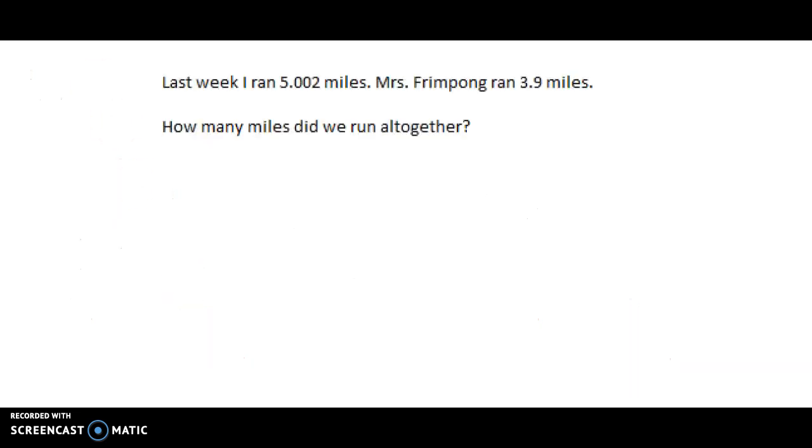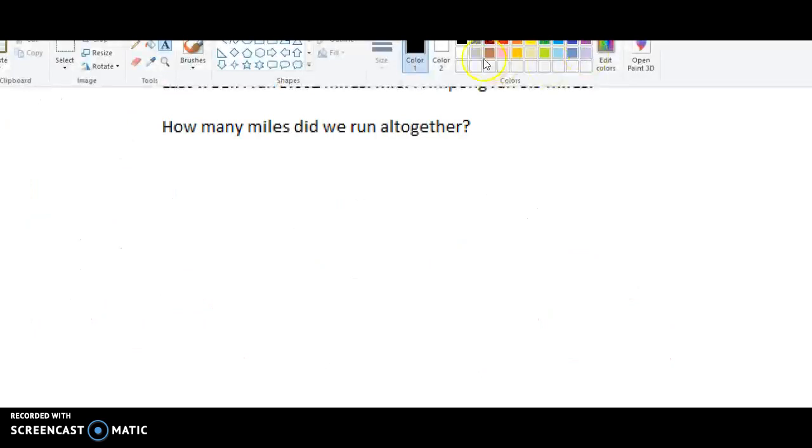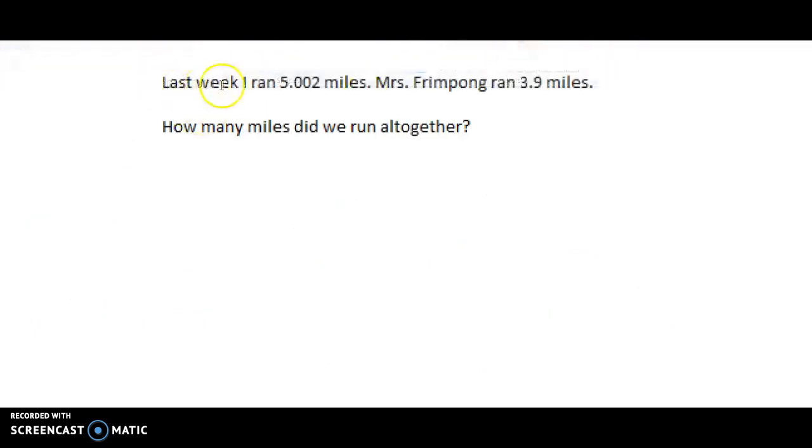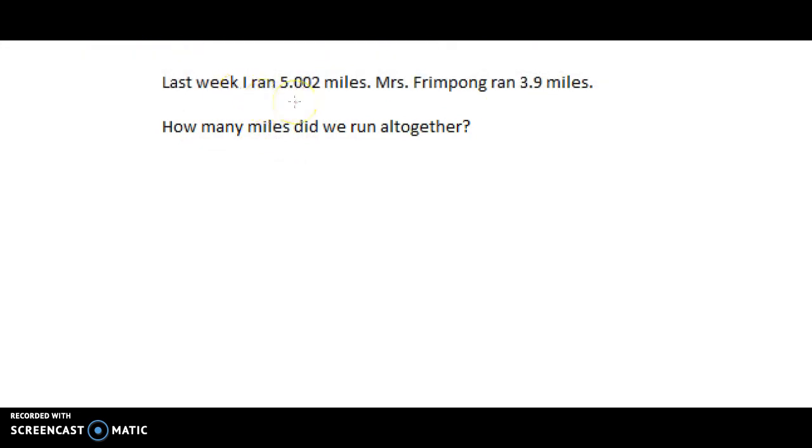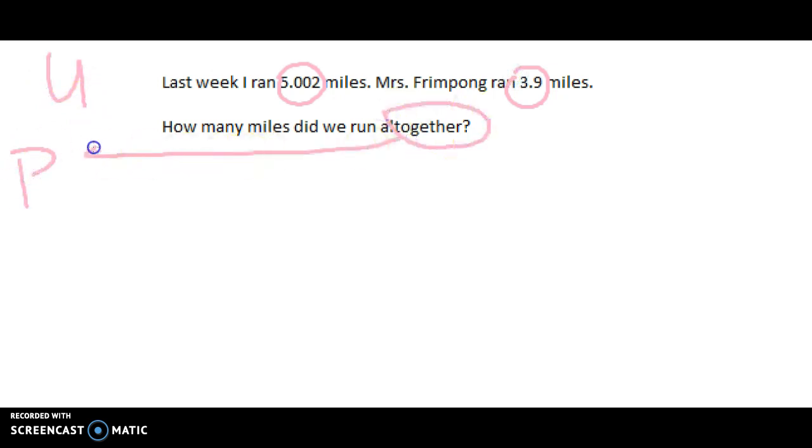We'll look at one last example of adding decimals using this word problem. If we read the word problem, last week I ran 5 and 2 thousandths miles. Mrs. Frimpong ran 3 and 9 tenths miles. How many miles did we run all together? So the first thing we want to do is circle our important numbers. The next thing we want to do, so that was with our understand, we want to make a plan. I see the words all together, so that tells me I'm going to add.